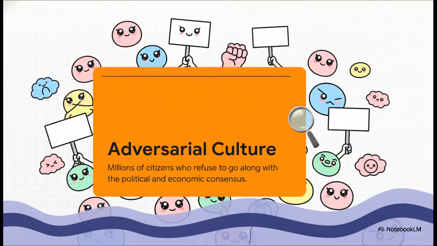But despite this massive suppression, Zinn observes something fascinating. He notes the existence of what he calls a permanent adversarial culture that's constantly simmering beneath the surface. Even when political consensus seems totally solid on the outside, there are millions of citizens who refuse to go along with the elite consensus, whether through active protest or just silent noncompliance. They form this undercurrent of resistance that never truly goes away.